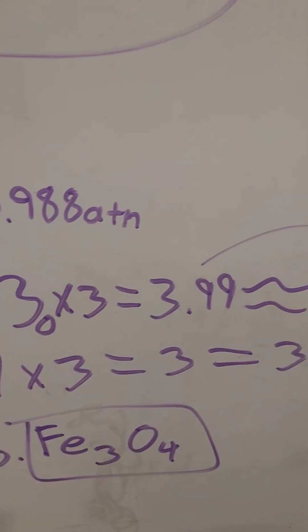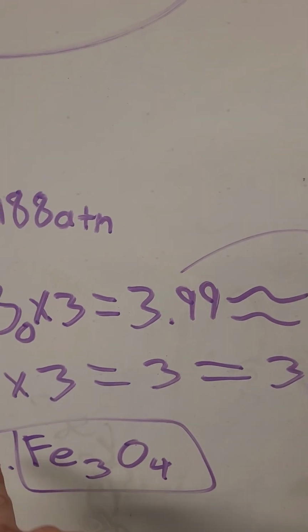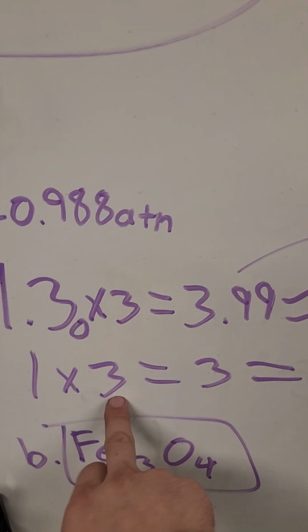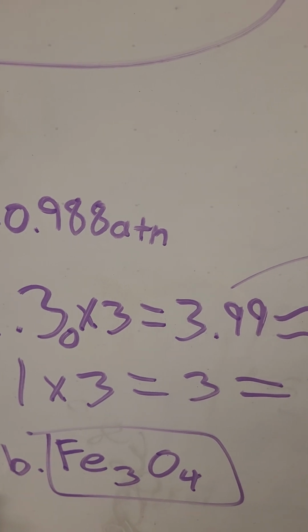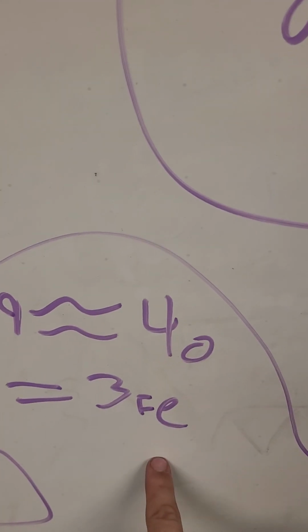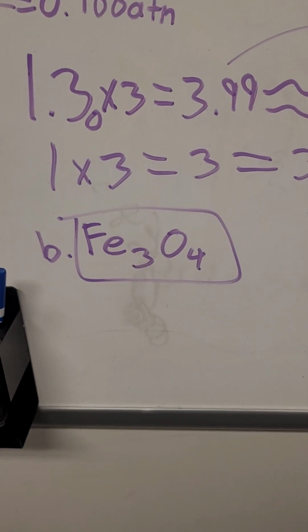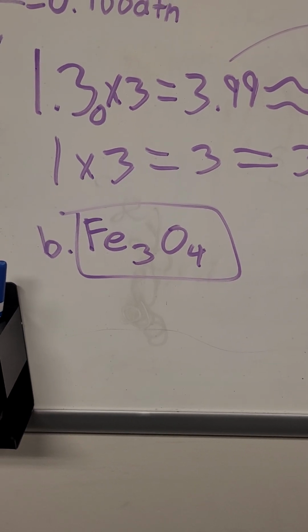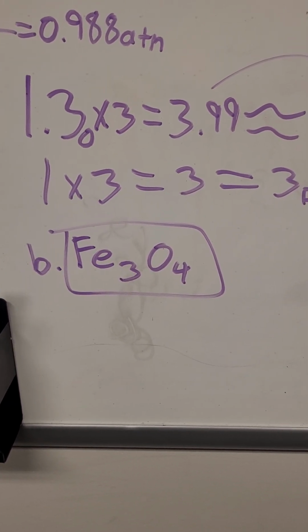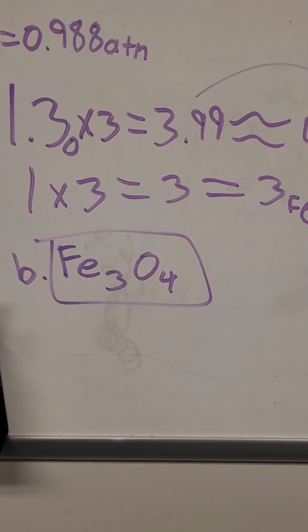I did the 1 times the 3 for the iron because we have 1 mole to 1.3, times 3 is the whole number I'm deciding to multiply it by, equals 3 moles of iron. That gets us the answer to question B. Our iron oxide has a composition of Fe3O4.